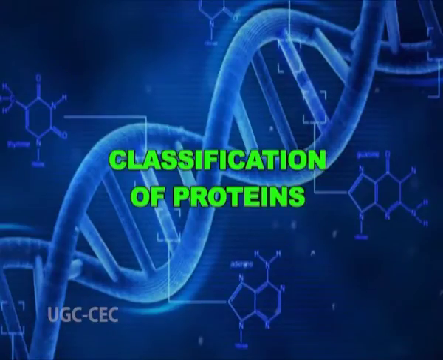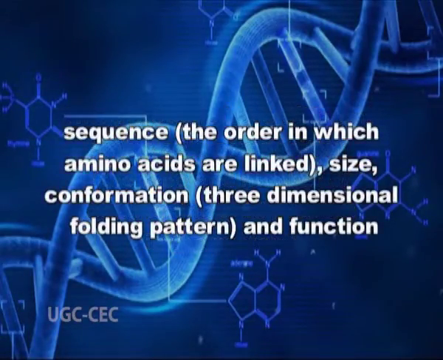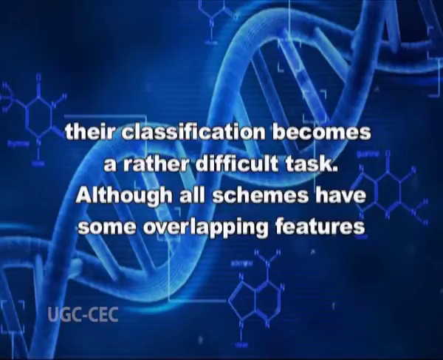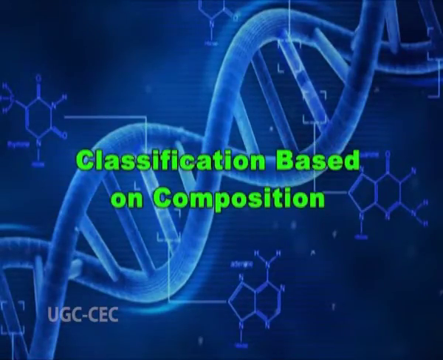Classification of proteins. Since proteins have different amino acid composition, the type and number of each amino acid present in the protein sequence, the order in which amino acids are linked, size, conformation, 3-dimensional folding pattern and function, their classification becomes a rather difficult task. Although all schemes have some overlapping features, depending on their physicochemical properties and functions, proteins can be classified in different ways. Classification based on composition.